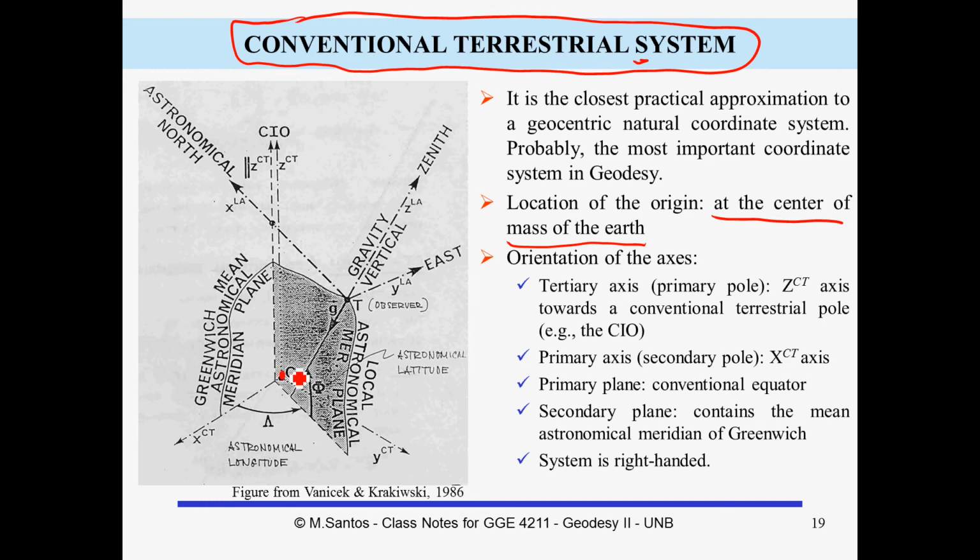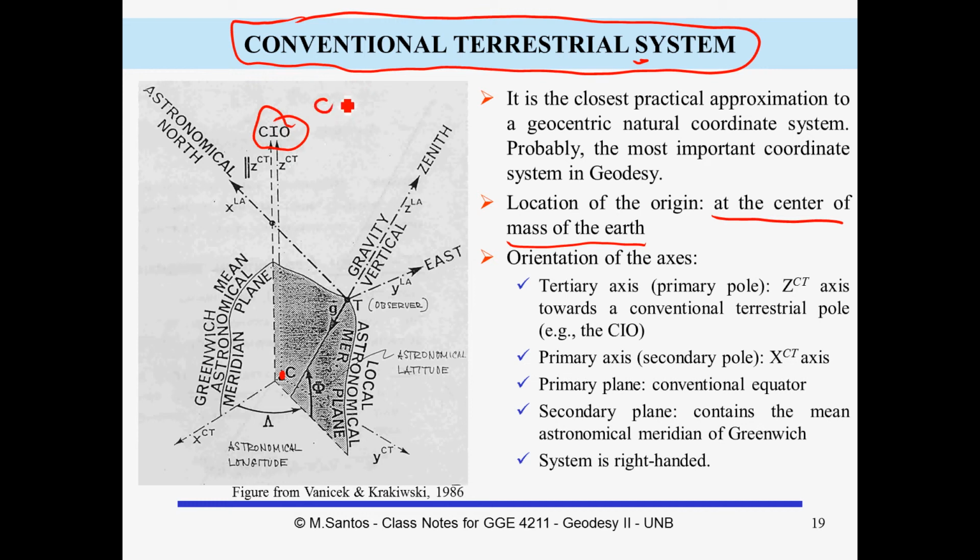Here's the center of the conventional terrestrial system, and what we have is the direction towards the z-axis. The z-axis, this is the primary axis. It points towards the CIO. This is the Conventional International Origin.